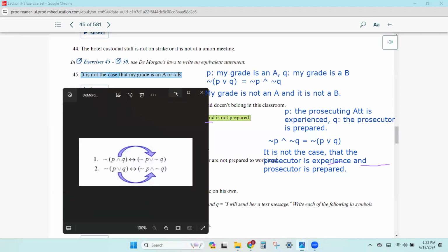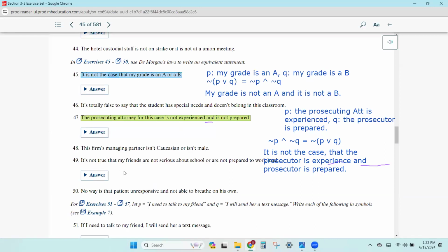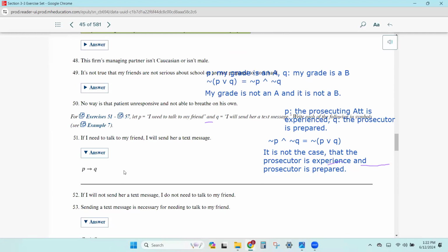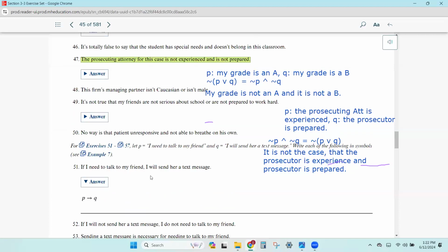All right, let's see what else we can get up to in this chapter or in this section. I want to do one with a conditional.